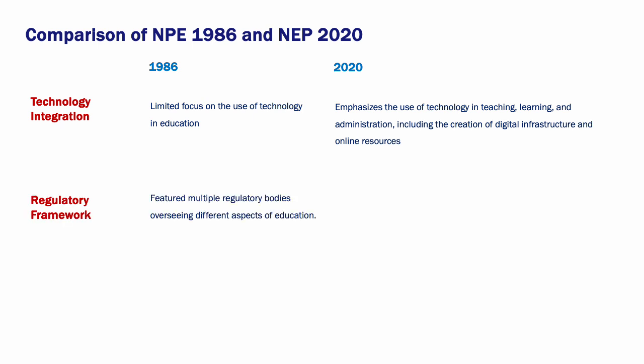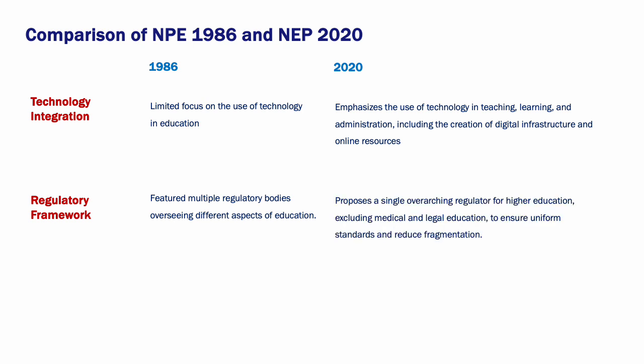The policy in 1986 featured multiple regulatory bodies overseeing different aspects of education, while in 2020 the policy proposes a single overarching regulator for higher education, excluding medical and legal education, to ensure uniform standards and reduce fragmentation.